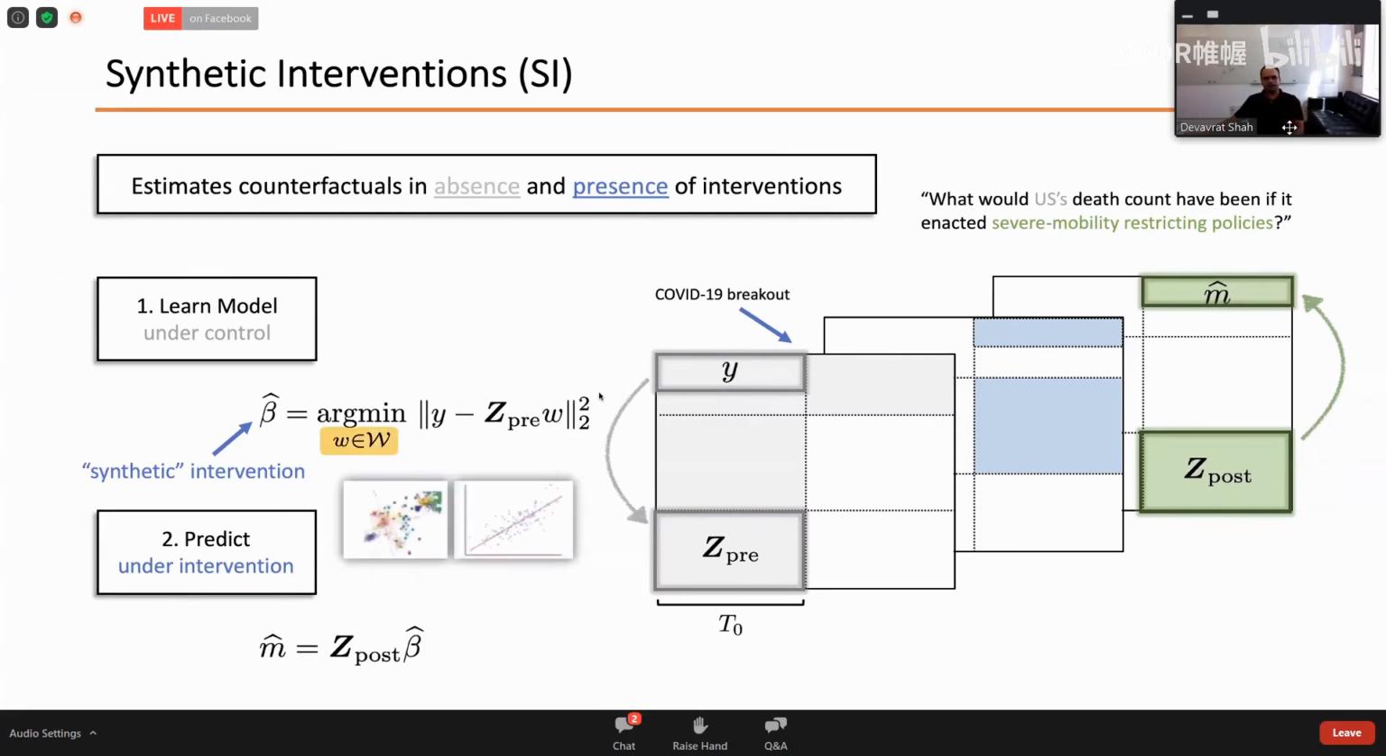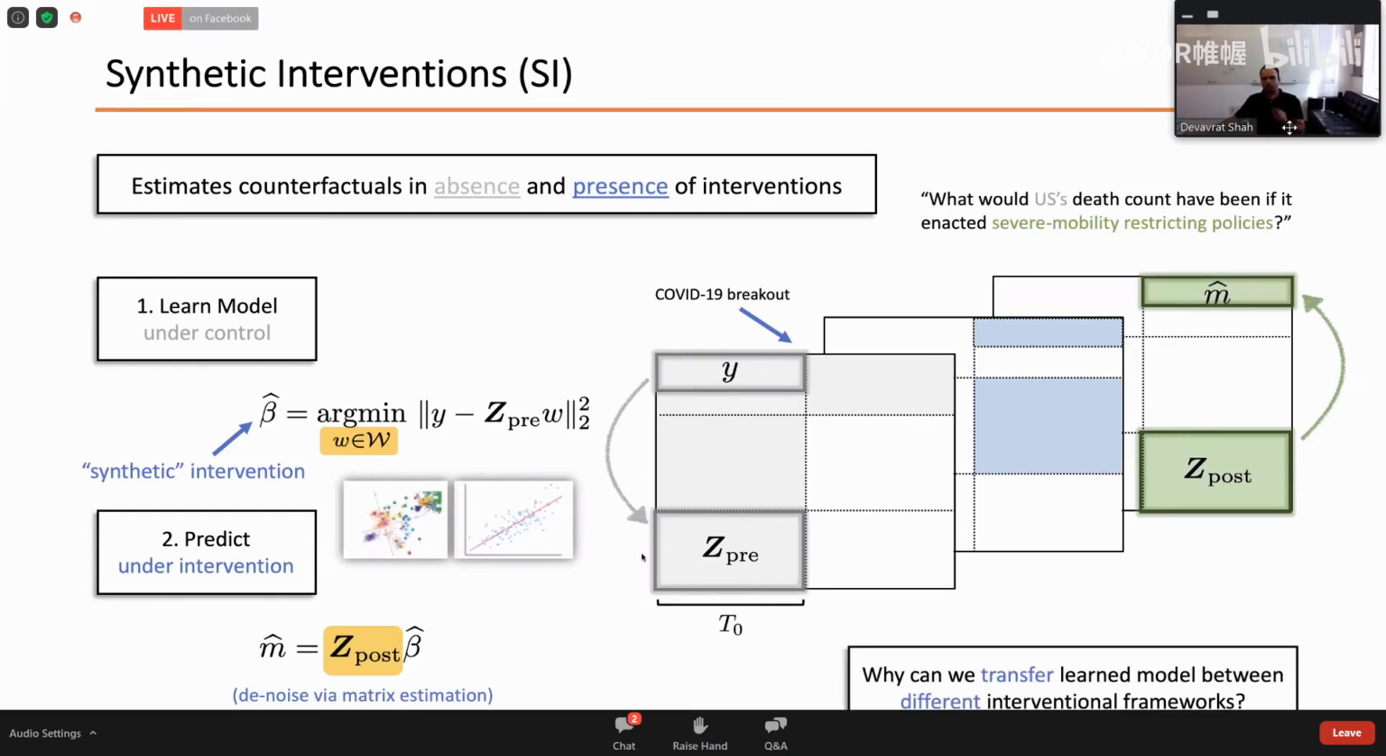And the way we do this is we don't restrict it. However, in a nutshell, first we denoise this matrix, let's say Z pre and Z post together, through a standard matrix estimation procedure like hard singular value thresholding. And after that, we do simply ordinary least squares. This, in a nutshell, is a nicely regularized regression, and that works really well. Now, one thing that you must have noticed by now, as we went from synthetic control to synthetic intervention, is we learned the relationship pre-intervention.